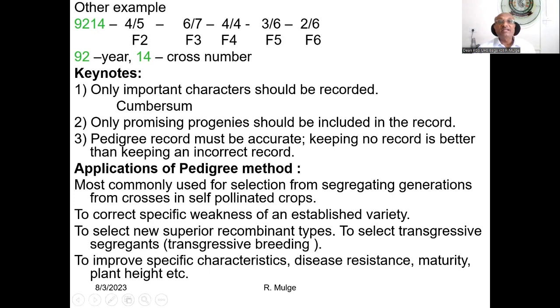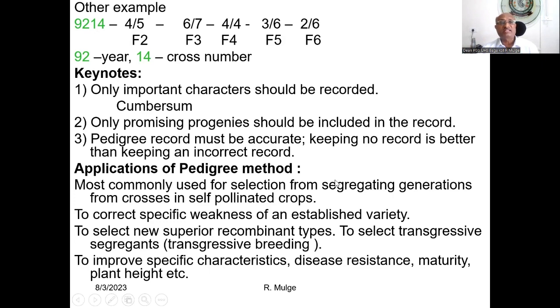Then the third point is pedigree record must be accurate, not just anything. That's why it is said you reduce the number of characters, you reduce the number of progeny so that you can maintain the accurate pedigree record. So pedigree record must be accurate. The key point is that keeping no record is better than keeping an incorrect record. Otherwise you are going to misguide. If it is recorded, keep it accurately. Then only it will help you. That's why keeping no record is better than keeping an inaccurate record.